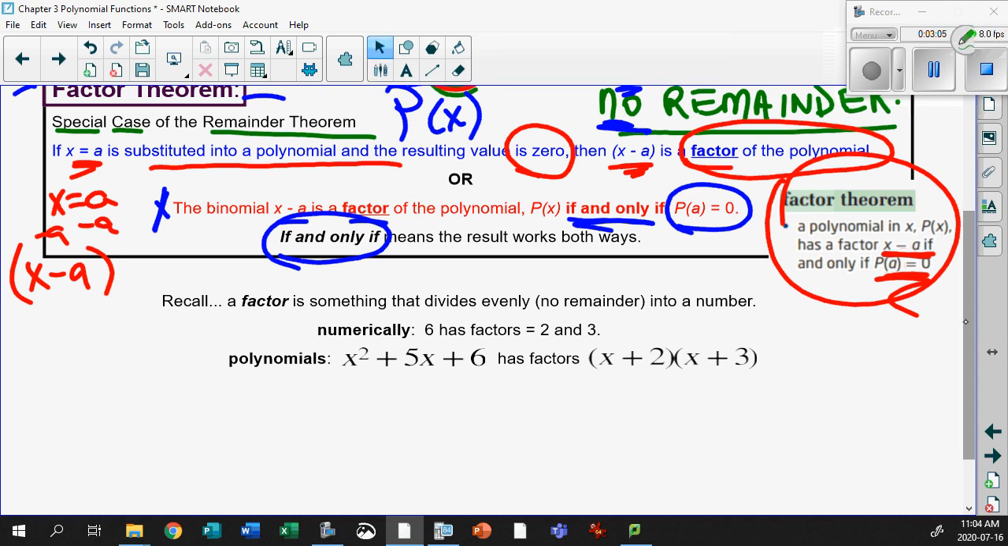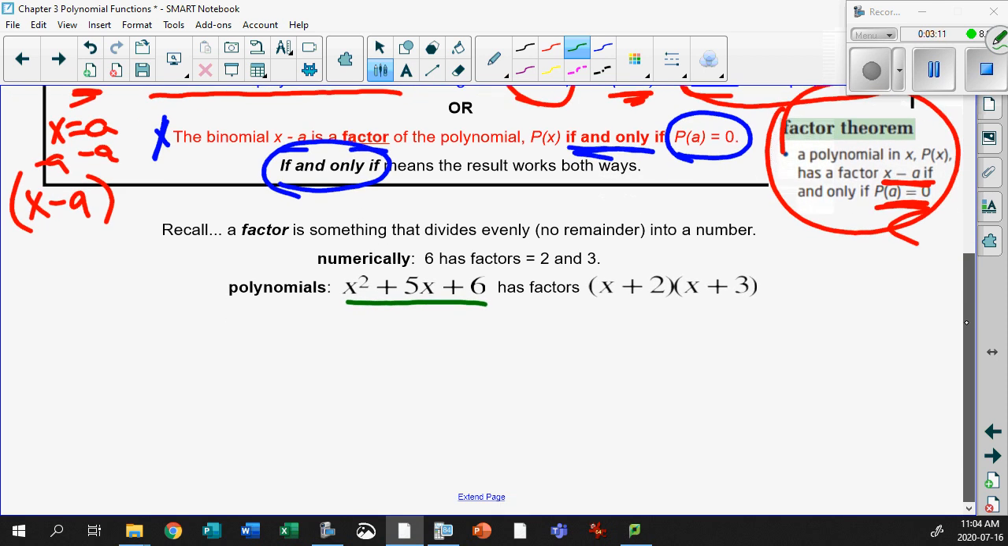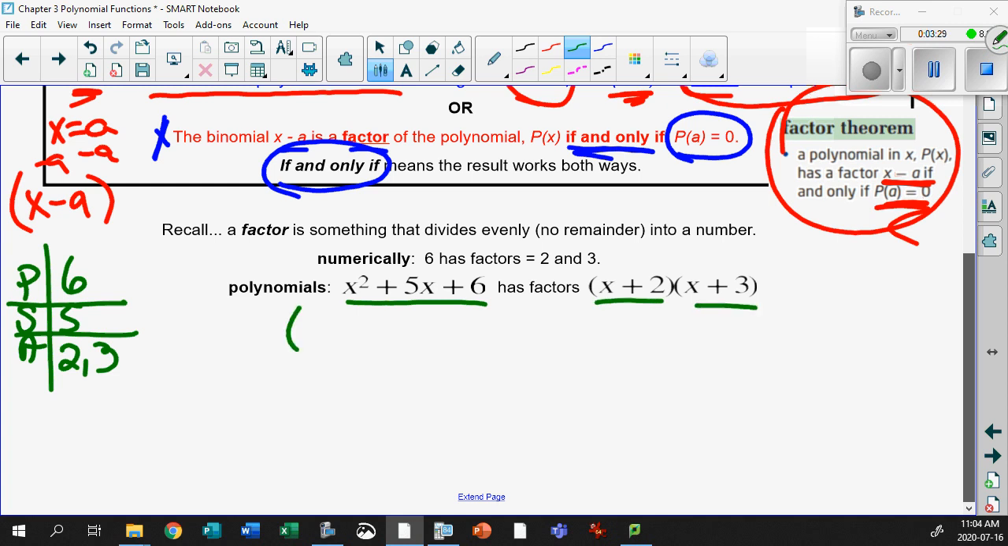Let's take a look at a simple trinomial, something that you factored all the way back in grade 10. And I want to show you some cool stuff. If you factor this with the old PSA method, do you remember that? Product, sum, answer. Your product is 6, your sum is 5. The two numbers, of course, are 2 and 3. So this factors down to x plus 2 and x plus 3. So x plus 2 is a factor. In other words, it divides into this very easily.